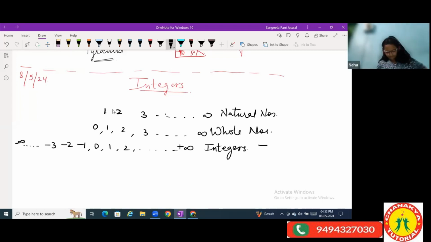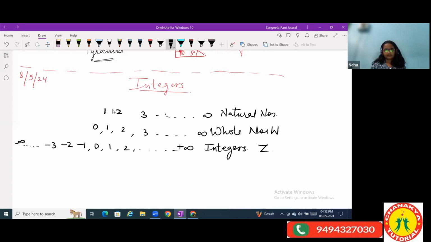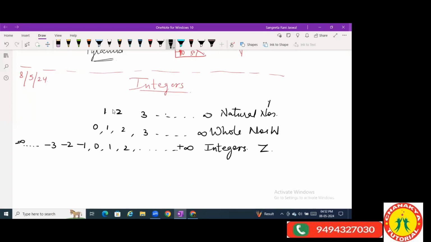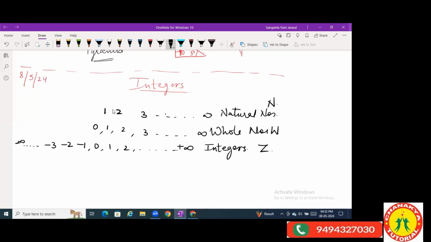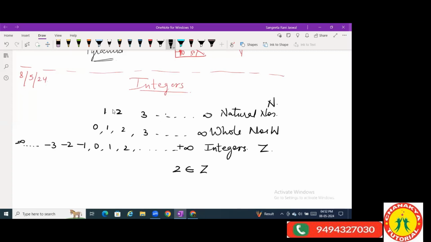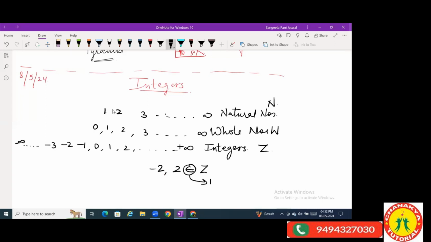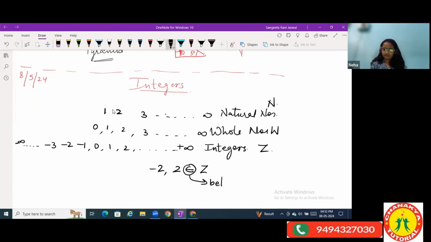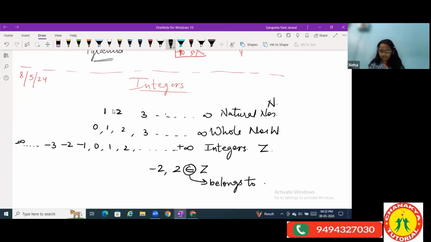And we denote the set of integers with the letter Z. The set of whole numbers, we denote with the letter W. The set of natural numbers, we denote with capital N. Suppose I say 2 belongs to the set of integers, that means 2 is belonging to the set of integers. Minus 2 belongs to the set of integers. So this is how we write. This symbol is the mathematical symbol for belongs to. Okay, right?